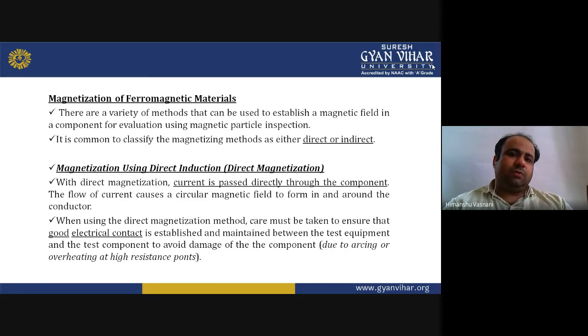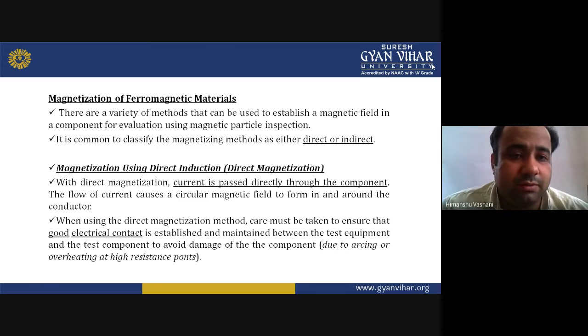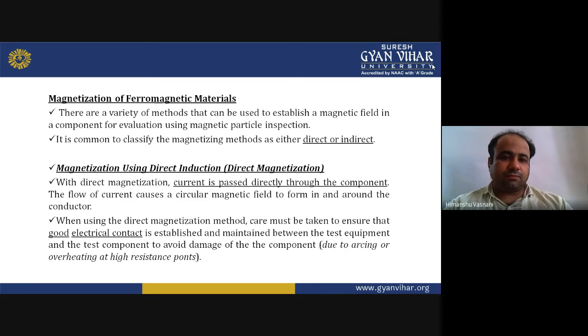You need a method to establish a magnetic field in a component for evaluation using MPI. The short form for magnetic particle inspection is MPI. The various ways to establish a magnetic field in a component are, first, magnetizing using direct induction, that is, direct magnetization.